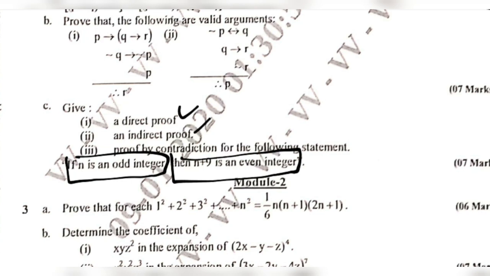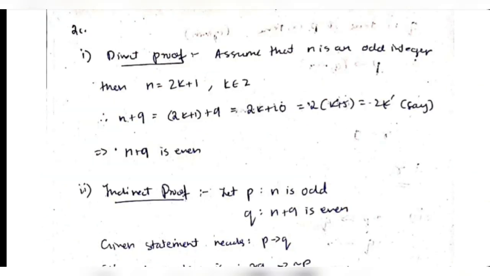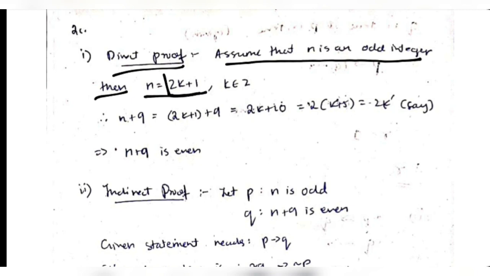So each of these we will be discussing how to do. Okay, the first one is direct proof. For direct proof we will assume that n is an odd integer, then n can be represented as 2k plus 1. Odd integers can be represented as 2k plus 1. Okay, and we have to prove that n plus 9 is an even integer.